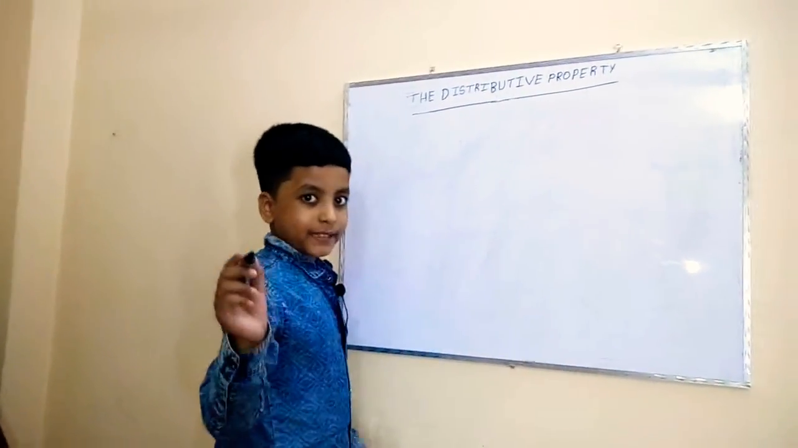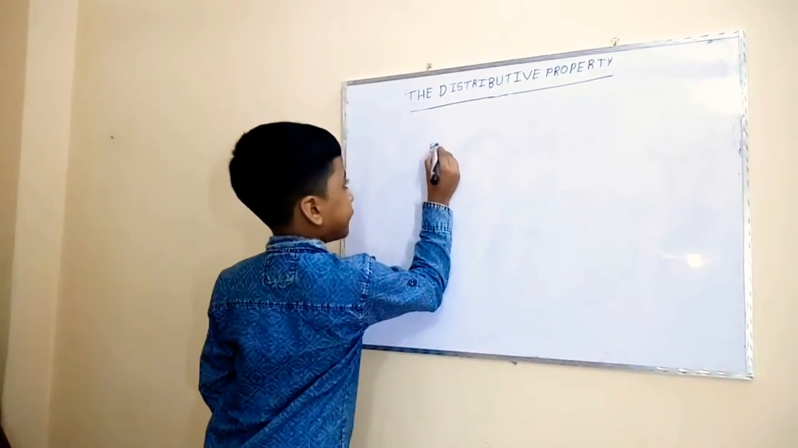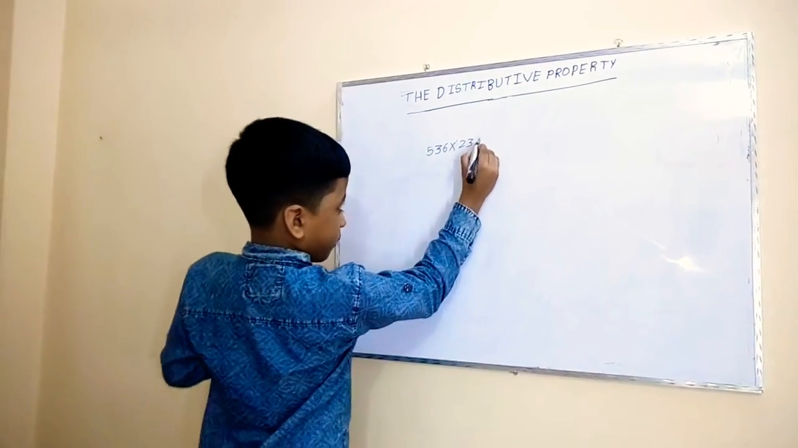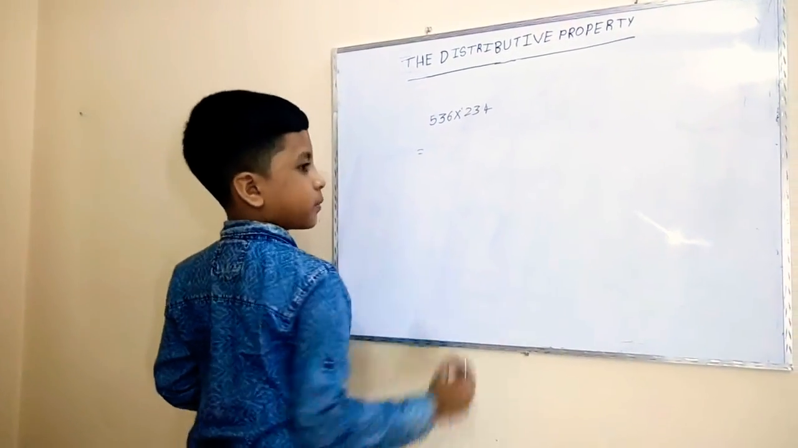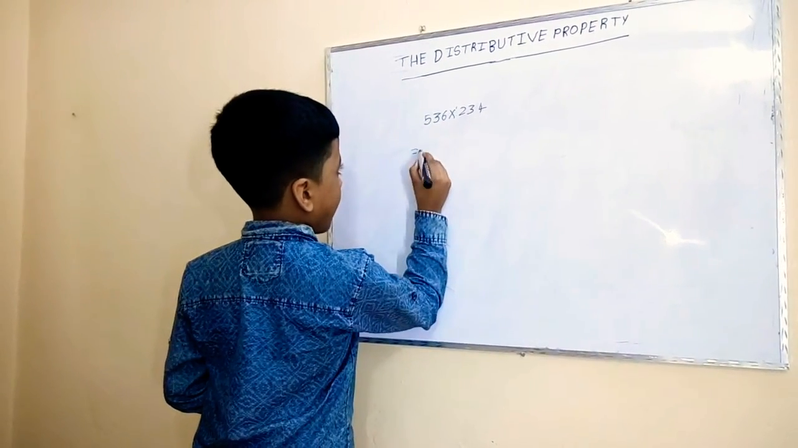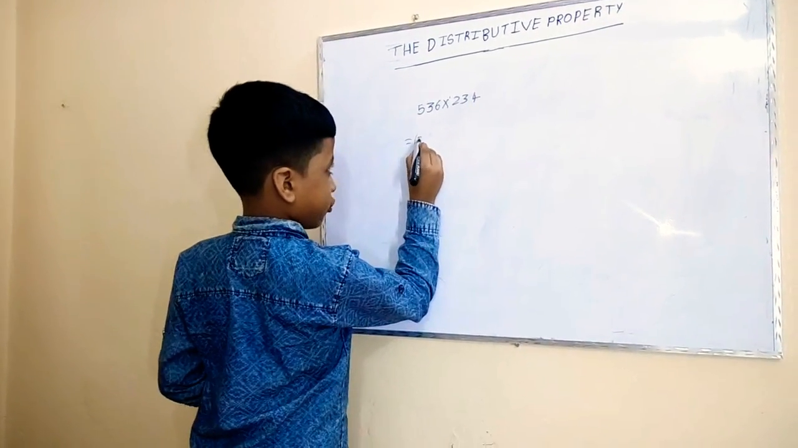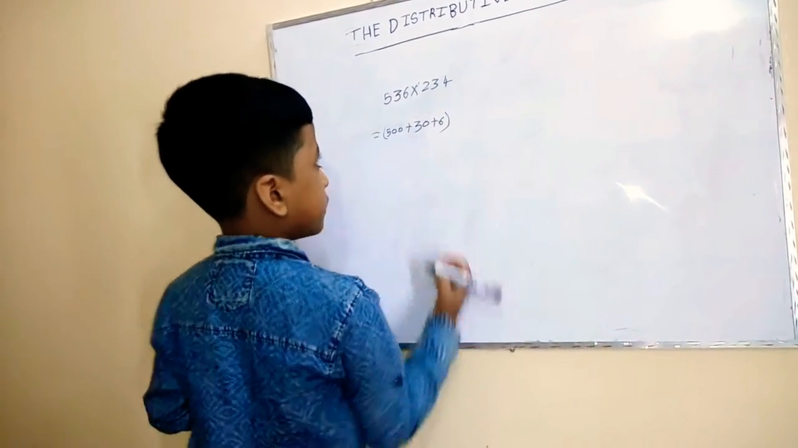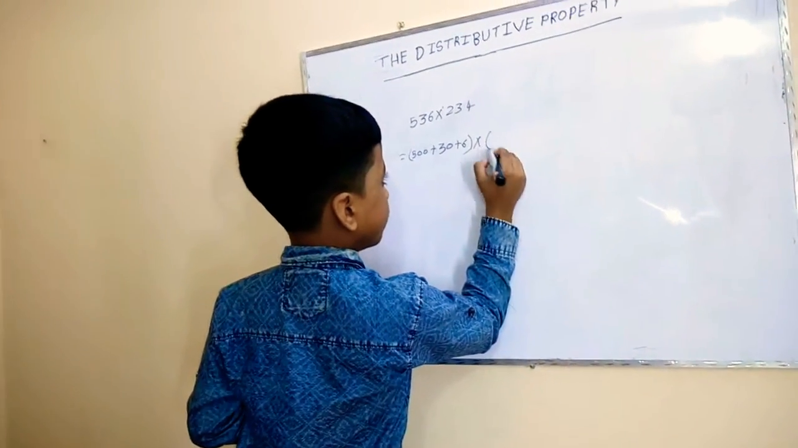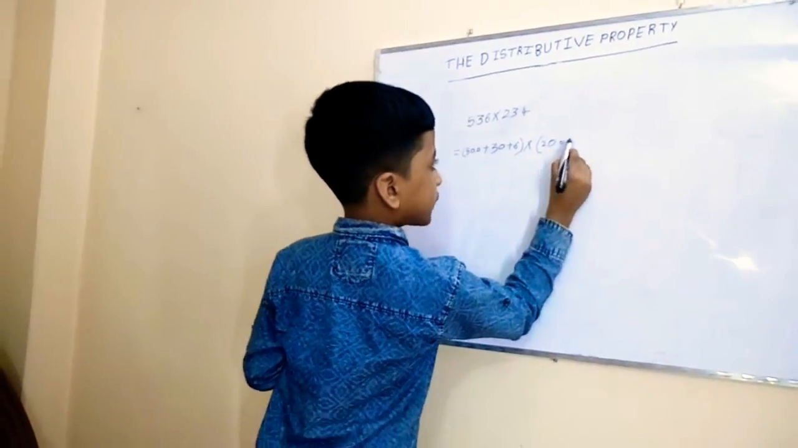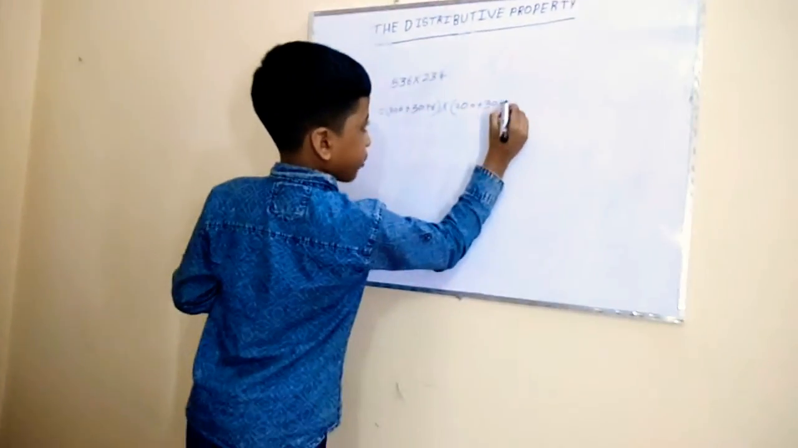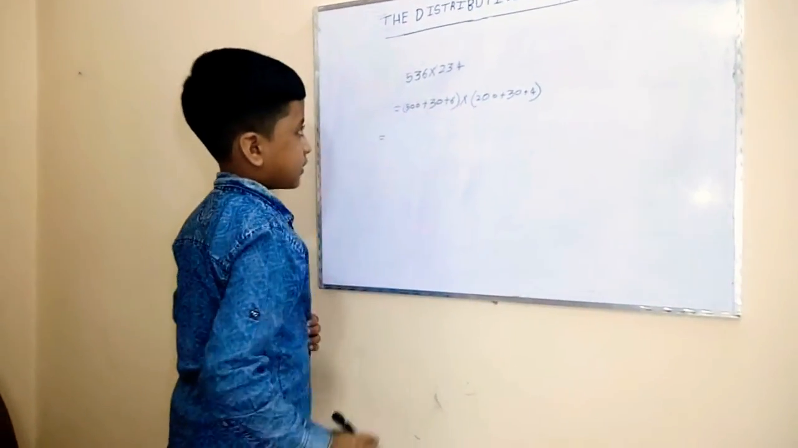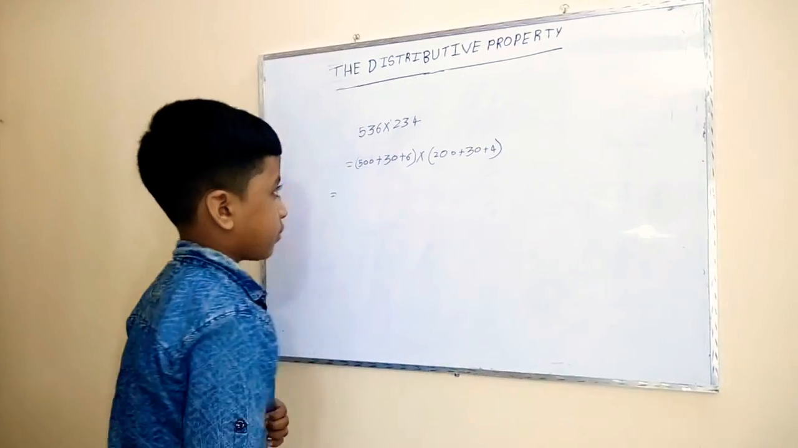And this is the last example. This is easy. 536 times 234. Let's use the distributive property. We change the 536 into 500 plus 30 plus 6 times 200 plus 30 plus 4. And let's do this. We distribute 500 to each member of the group.